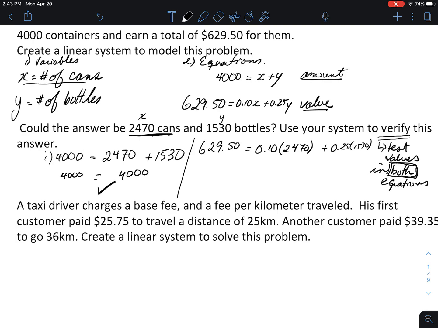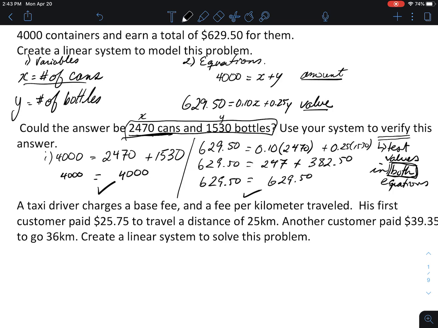X is 2,470 plus 25 cents times y. And let's see. Over here, this is going to be $247. And a quarter of 1,530 is $382.50. And if I add those up, I get $629.50 and $629.50. So yeah, this is the answer.